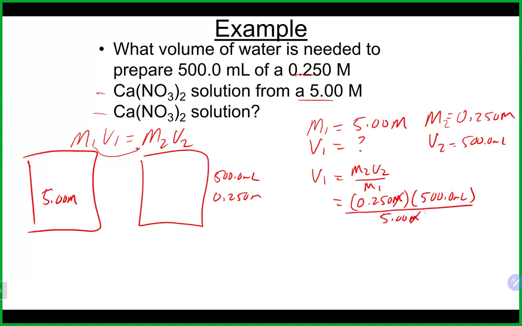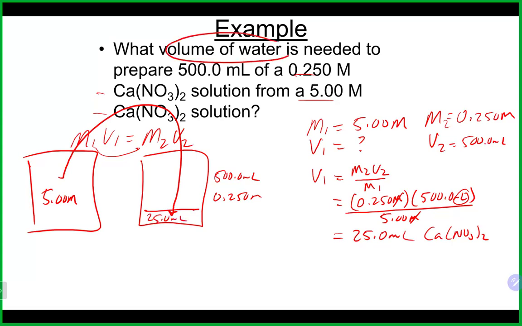Once again, the molarities cancel. I'm going to end up in milliliters here because that's the units. 0.25 times 500 divided by 5 gives me 25 milliliters. Is that the answer? That is not the answer. That is 25 milliliters of my calcium nitrate. That 25 milliliters is basically, when we solve for V1, how much of the strong stuff we need to put in there. So we're basically going to put in 25 milliliters.